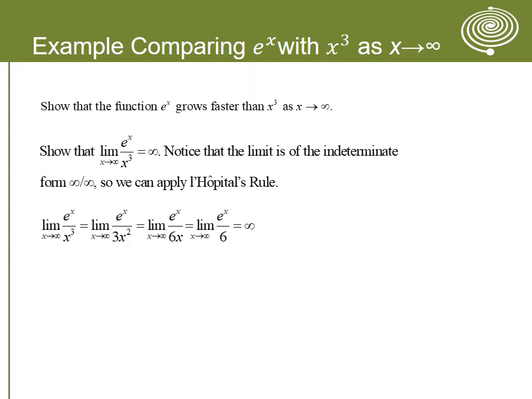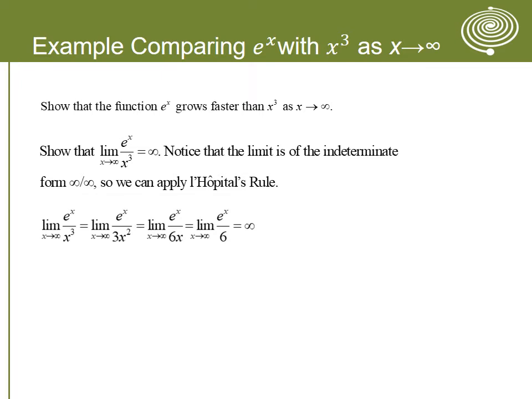The derivative of e to the power of x is itself. The derivative of the denominator 3x squared is 6x. Again, plugging in a large value of x here gives you infinity over infinity. So continue differentiating the numerator and the denominator separately. You'll get the limit of e to the power of x over 6 as x goes to infinity. Now we have no trouble finding the limit. The limit of e to the power of x divided by 6 as x goes to infinity is infinity.